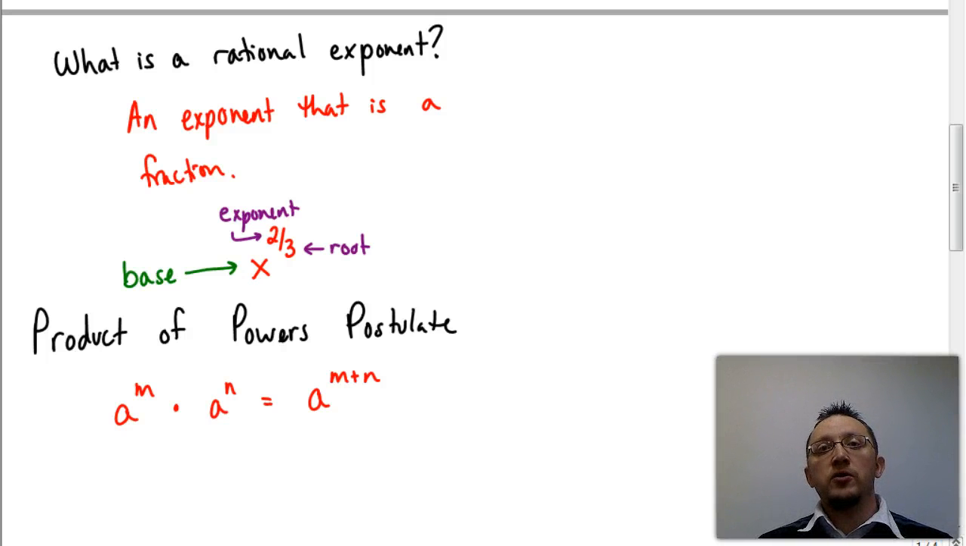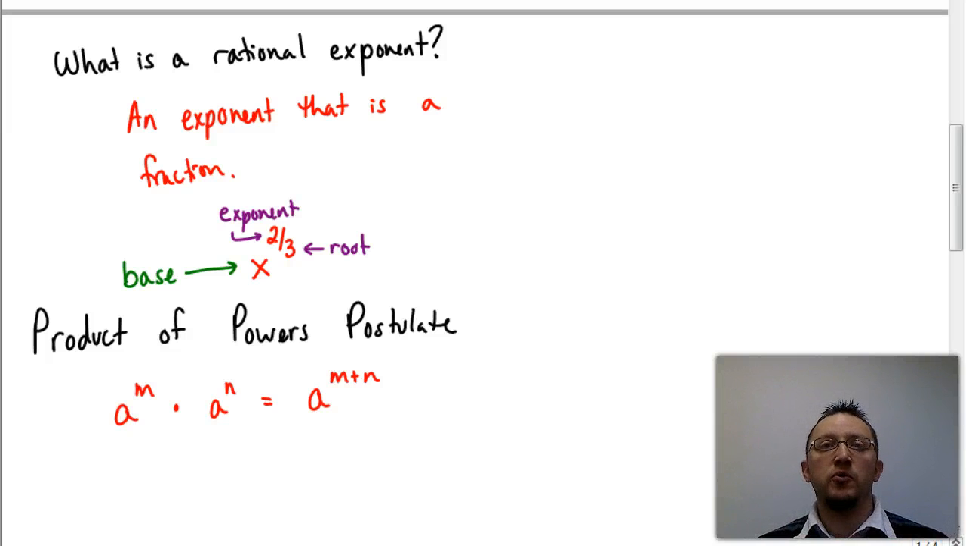Now, in this particular video, we're talking about multiplying expressions dealing with rational exponents. It's also very important to know that when we're multiplying and the bases are the same, we need to add the exponents. We get that from the postulate called the power of a product, or the product of a power postulate, which again states that if we are multiplying and the bases are the same, we add the exponents.